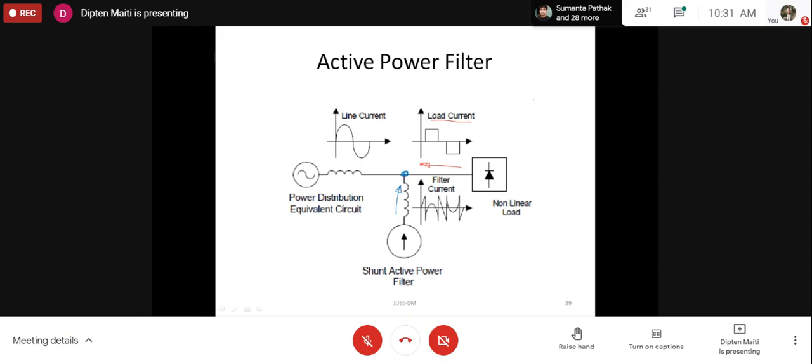Usually shunt active power filters are modeled, or behave, like a current source, so depending upon their size, they can supply the harmonic currents. One shunt active filter will be able to supply any harmonic current you want, meaning any order of harmonic current. So one active filter can supply you third, fifth, seventh, ninth, 11th, up to whatever frequency theoretically you can ask for.